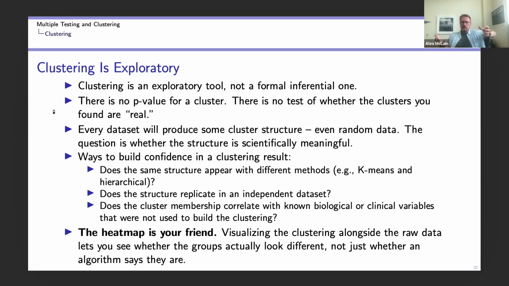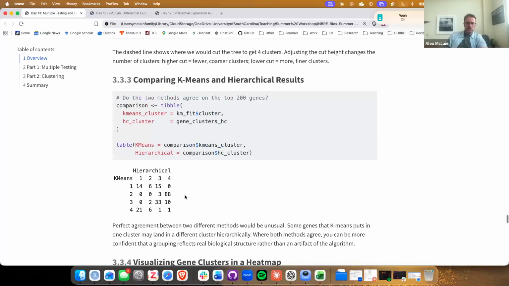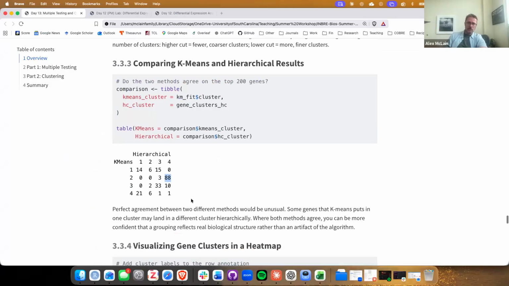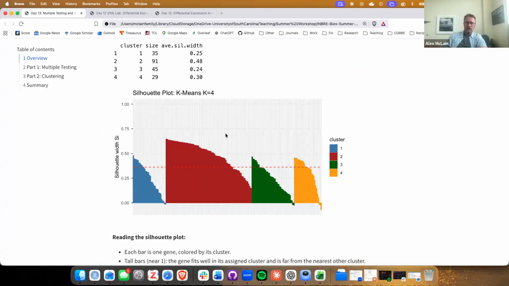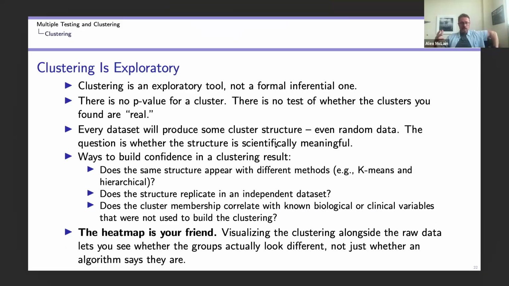We can do clustering in separate ways, and we can look, does the same structure appear with different methods? And what we saw here, one of the main results was that this second cluster holds up well in k-means versus hierarchical. Also had a high average silhouette score. It had this when we used 4 clusters. We saw the same thing when we had 3 clusters. So that's a good sign that that cluster, there's something real there. We could take a look at it. We could follow up with it.